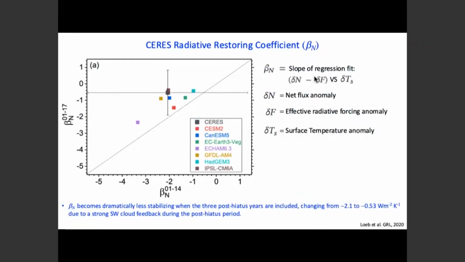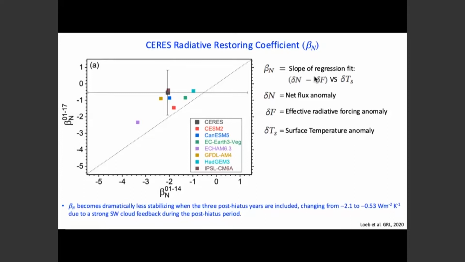Why? The 7 AMIP simulations that we looked at earlier, now I'm looking at not just the EEI, but at regressions against surface temperature. So this is what I'm calling the radiative restoring coefficient, or you can think of it as a climate feedback parameter. Looking at the difference in anomalies in net flux minus effective radiative forcing against the surface temperature anomaly. And just to give you a sense of the magnitudes, if we took the period from 2001 to 2014, the feedback parameter we got is about -2 watts per square meter per degree Kelvin. And then just adding 3 years, it got down to -0.5.